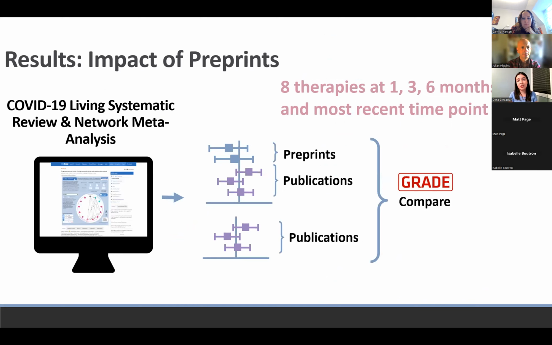So to address this issue, we selected 8 therapeutics that had been addressed by the Living WHO COVID guideline and performed meta-analyses, including and excluding evidence from preprints at 1, 3, and 6 months after trial data first became available addressing that therapeutic, and also at the most recent time point. We then considered whether the Living WHO COVID guideline may have made different recommendations if it had not considered evidence from preprints. So we performed 120 meta-analyses in total, 60 of which included preprints and 60 of which excluded preprints.